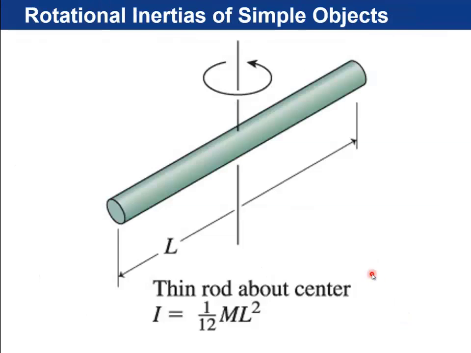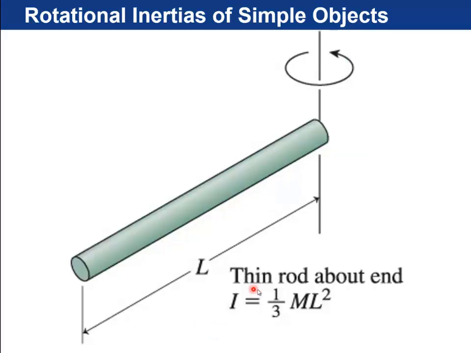And that's exactly what it says in this table in your book, thin rod rotating about the center. So in all of these equations, it looks like you've got the total mass of the object times the length of the object, or some size of the object squared, maybe it's the diameter or something, and then there's a factor out in front, a dimensionless ratio.